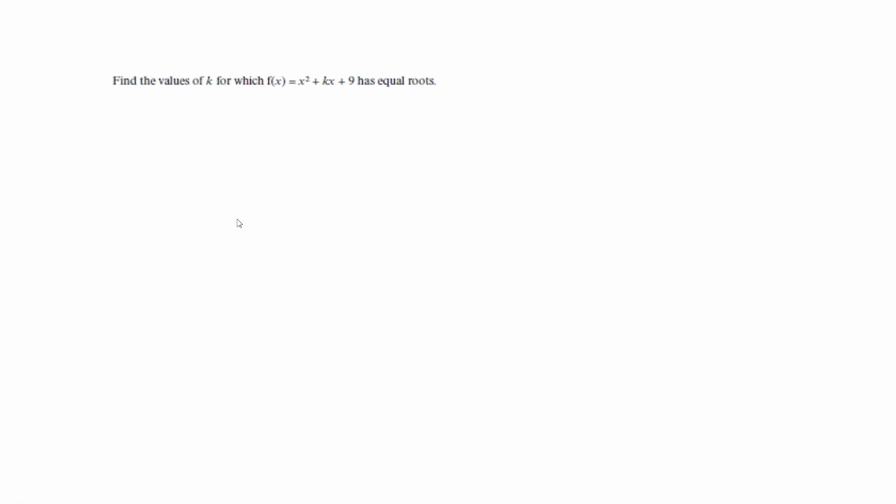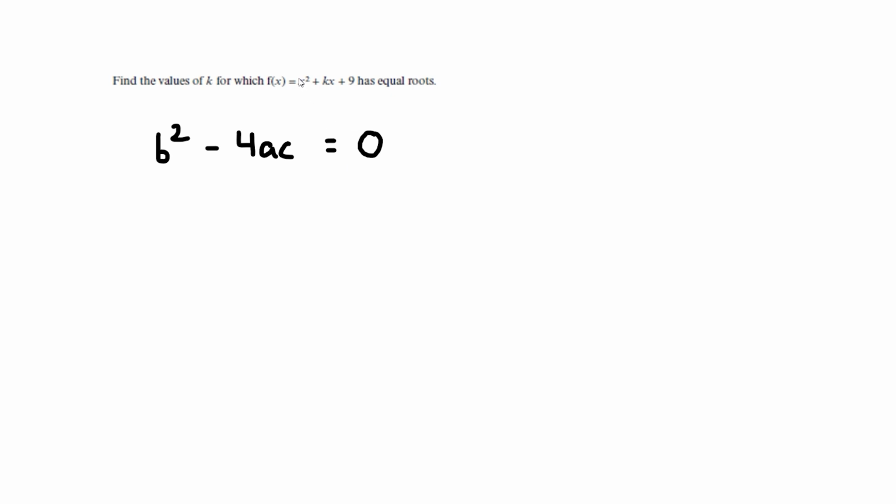So let's look at a question here. Find the values of k for which f of x equals x squared plus kx plus 9 has equal roots. What this means is basically 2 roots that are equal to each other, which basically means we're looking for 1 root. So using the discriminant, when we're looking for 1 root or equal roots, that means that b squared minus 4ac must be 0, right?